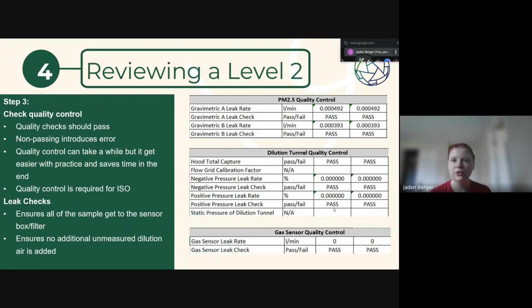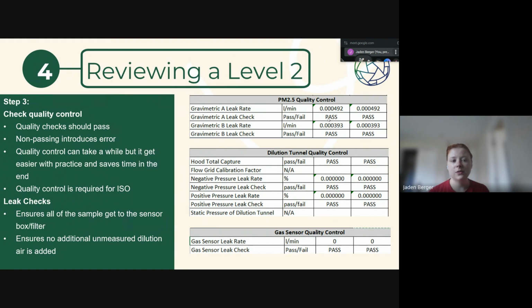Really useful to just scan through this tab. There's going to be a bunch of things that say pass or fail. You want to make sure that all of those say pass. If they don't say pass, that's introducing error into our system. And that can be a major issue, especially since sometimes that's unmeasured error, and that can really throw things off.